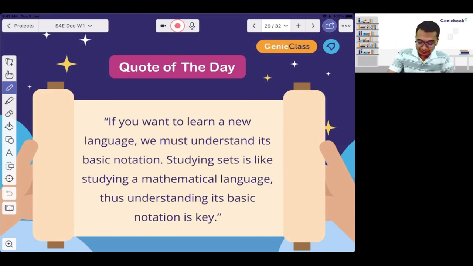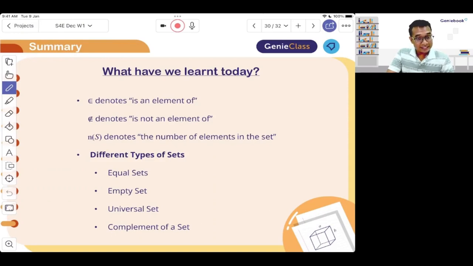Now again, these are things that we have learned: element of a set, not an element of a set, and number of elements in a set, as well as equal sets, empty set, universal set, and complement of a set.